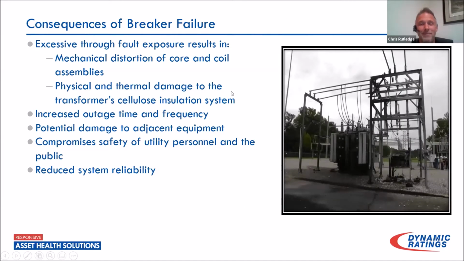So we're going to quickly talk about breaker failure as well, and how it affects our other equipment. Consequences of breaker failure: excessive through fault exposure results in mechanical distortion of core and coil assemblies. We're talking about our transformers. So as these breakers are slowing down and not operating at optimal performance, we're going to see more exposure of through faults on our transformers, which is this mechanical distortion. Also, we're going to see physical and thermal damage to the transformer cellulose insulation system.